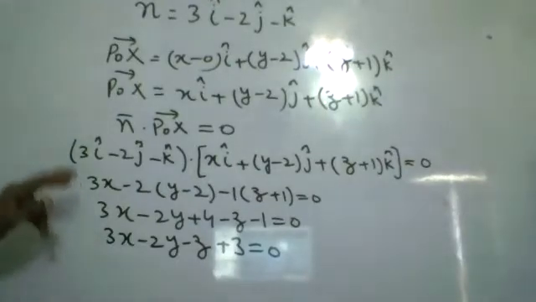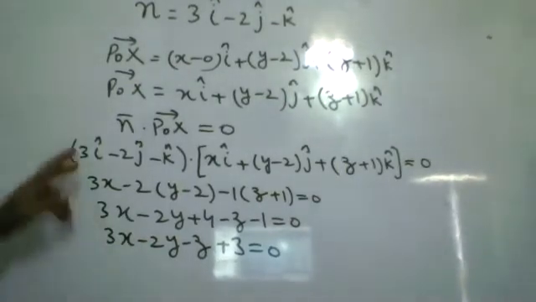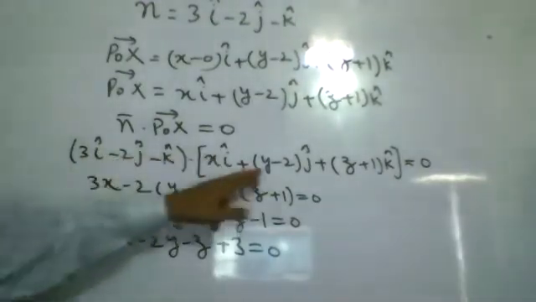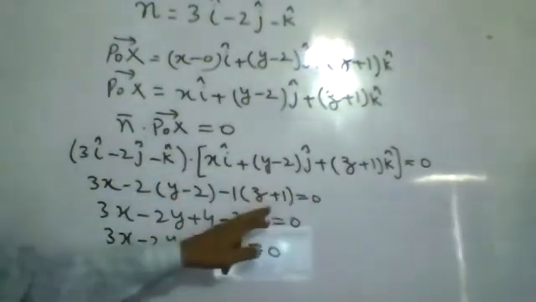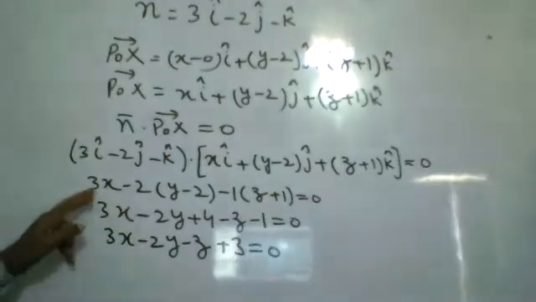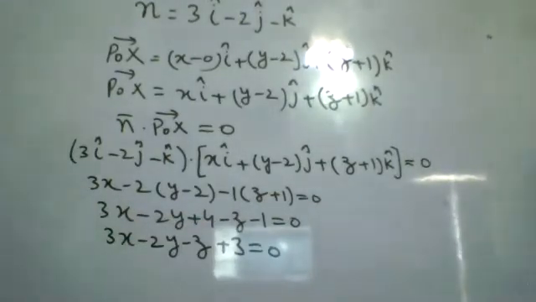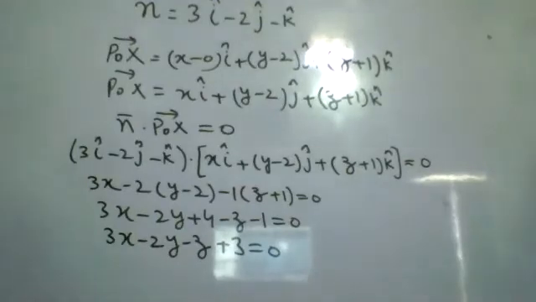Take the dot product. In the dot product, i components are multiplied with i components, j with j, and k with k only. So 3 into x, 3x, minus 2 into y minus 2, minus 1 into z plus 1. Open it: 3x minus 2y plus 4 minus z minus 1 equal to 0. So 3x minus 2y minus z plus 3 equal to 0. This is the answer.